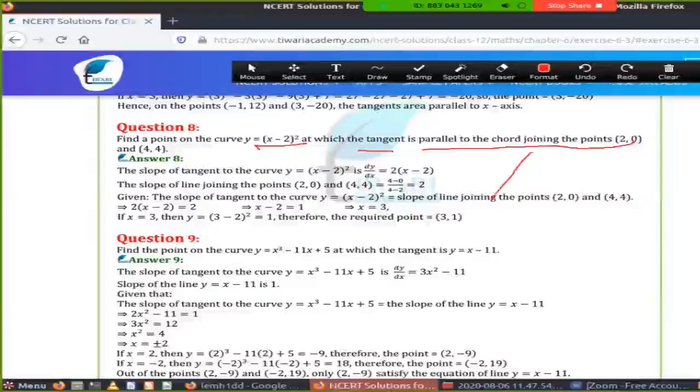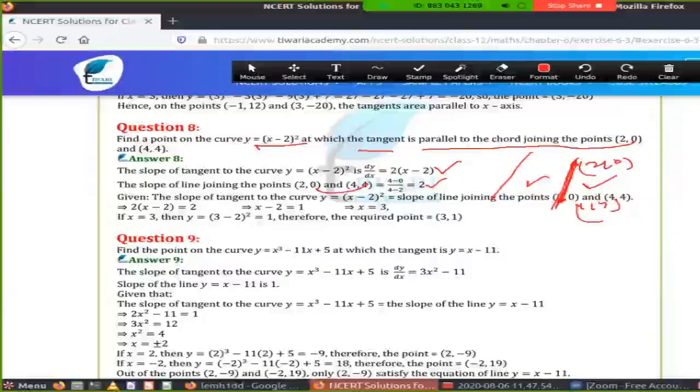Suppose this is a tangent and another chord. This is a chord having points (2, 0) and (4, 4). If you want the slope of this chord, it means (y2 minus y1) upon (x2 minus x1). The tangent and the line made by the points (2, 0) and (4, 4) both have the same slope. So the slope from the curve, you will get 2 into (x minus 2), and the slope using these 2 points, the chord slope, is equal to 2.